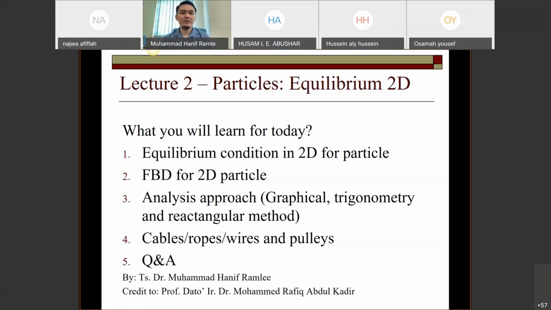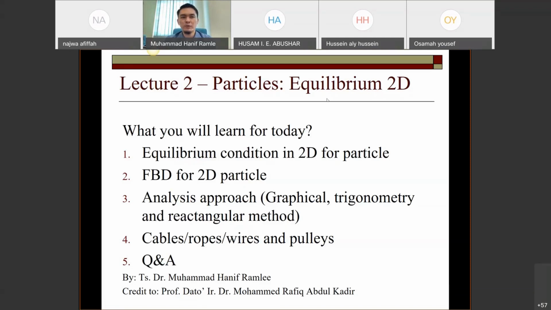Okay, so let's proceed to lecture 2, which is particle equilibrium in 2D. So what you will learn for today, we have 4 or 5 items. The first one, you will learn about the equilibrium condition in 2D for a particle. Then you will learn how to develop a free body diagram for a 2D particle. Free body diagram is very important. If you are not good in FBD, then this will be a disaster. So basically, you have to know how to draw FBD.